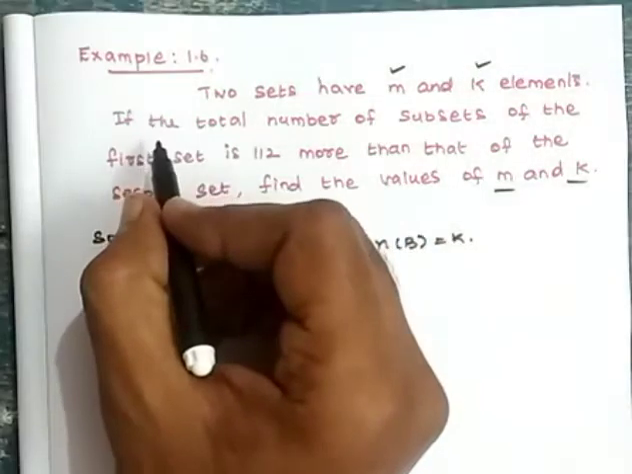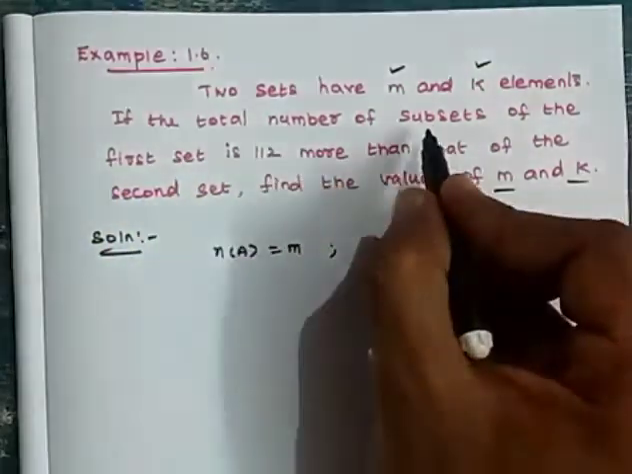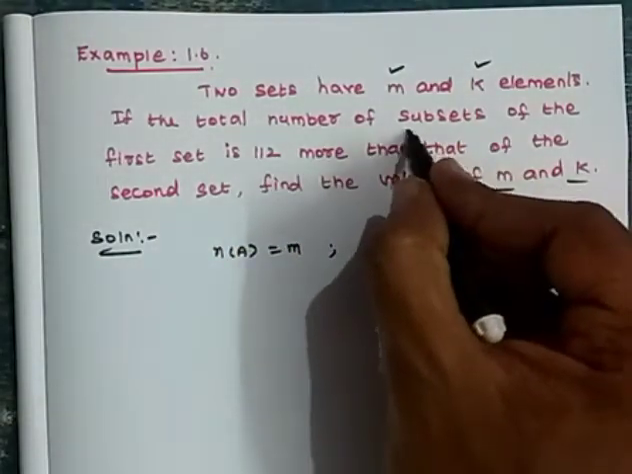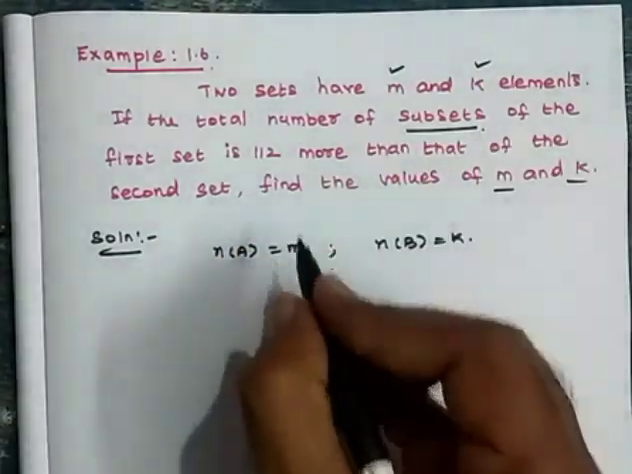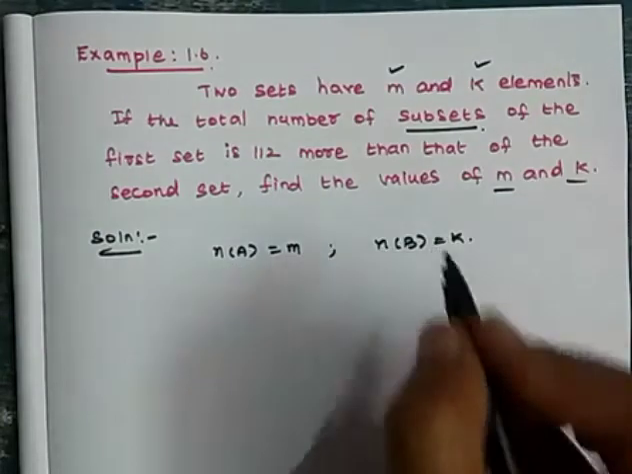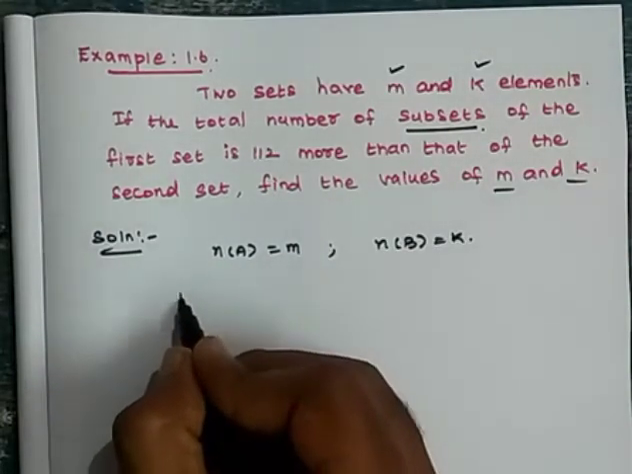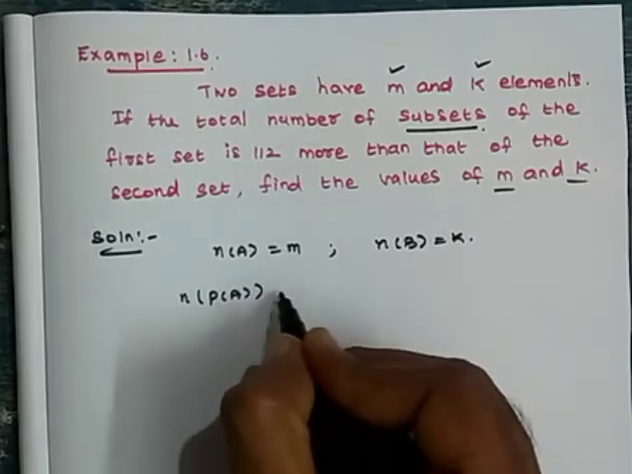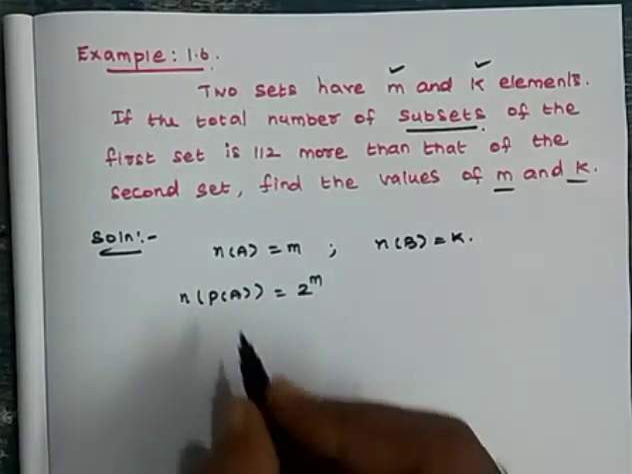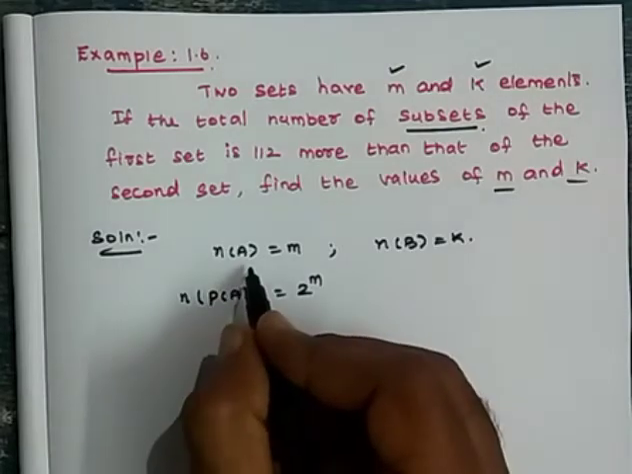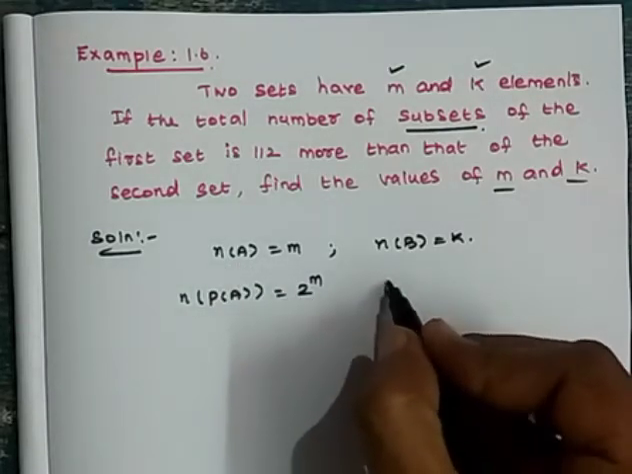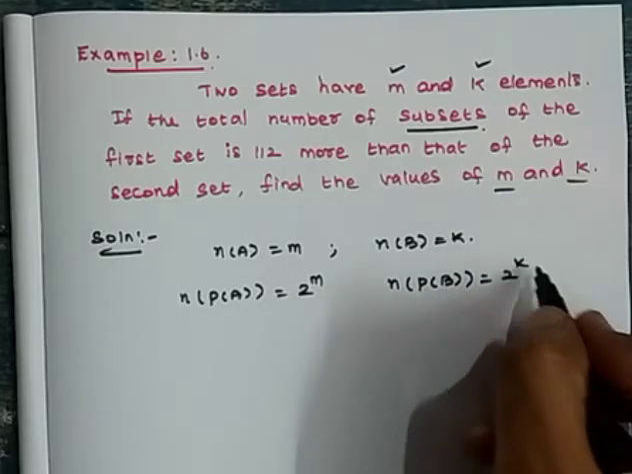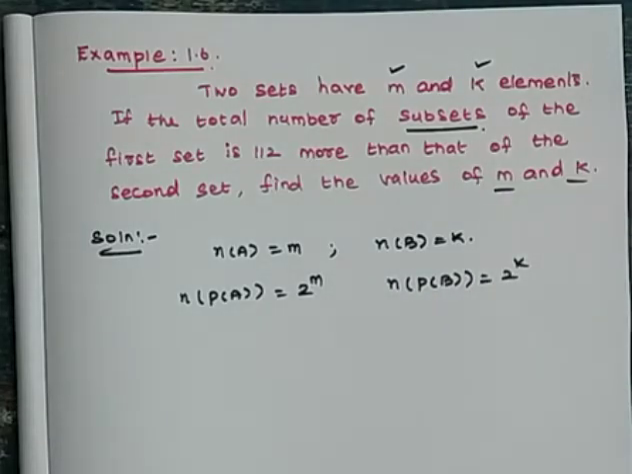Then the next condition they have given: the total number of subsets of the first set. Here they are mentioning the subsets, so I can take the subsets of the first and second set. Therefore n of P of A is equal to 2 power m, which means the number of subsets of A is 2 power m, and the number of subsets of B is 2 power k.